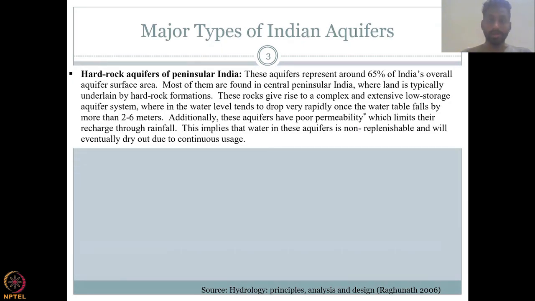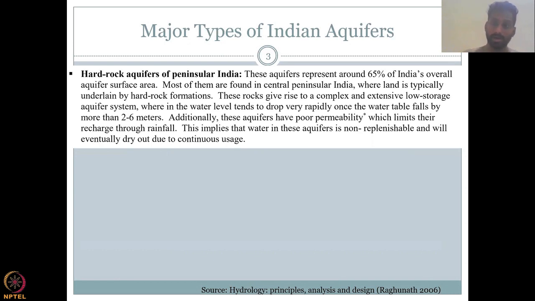hard rock aquifers of Peninsular India, which are present across around 65% of India, covering most of the surface area. Central India houses most of these hard rock aquifers. Aquifers were defined in the previous lecture as the unit of storage inside the groundwater profile, where you have pore spaces and a solid medium, and water fills the pore spaces. Aquifers can be confined or unconfined.